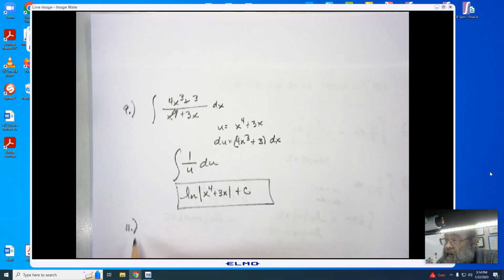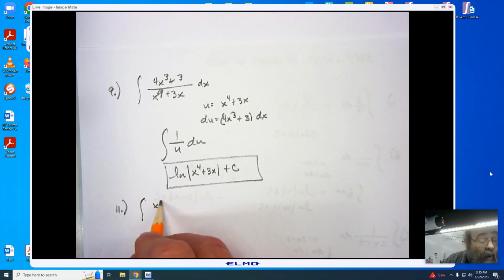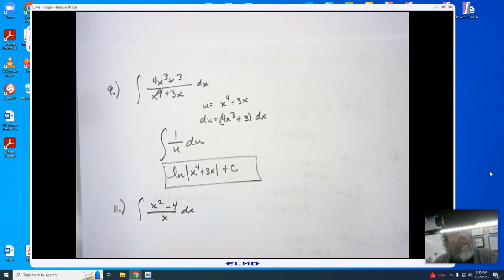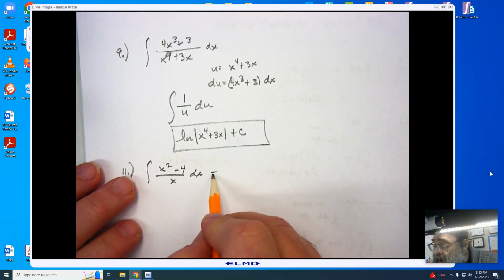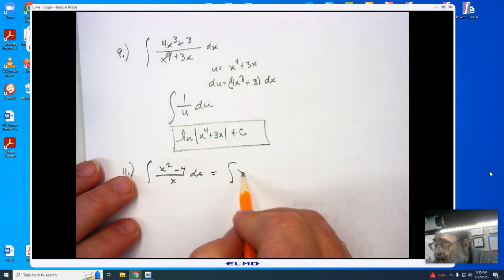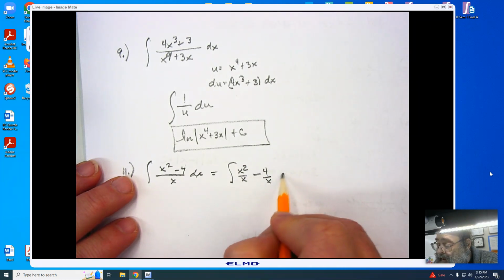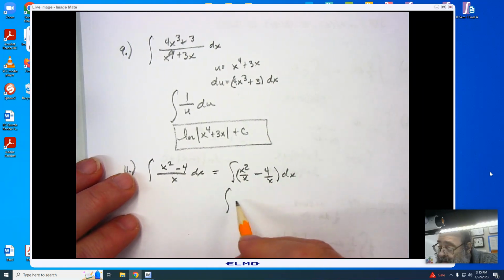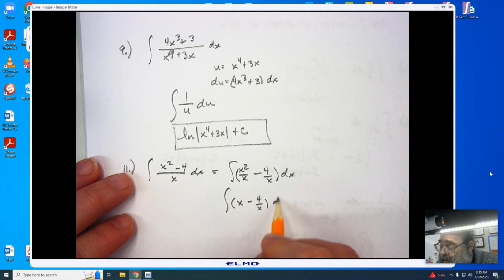Number 11, we're taking a look at the integration: x squared minus 4 over x dx. Now you'll notice in this problem, our numerator is larger than our denominator, so I'm going to first start by separating it so that I have x squared over x minus 4 over x dx. This can now simplify, or I could do long division if you so choose, but that seems like a little bit of a heavy-handed use since we can go directly to it.